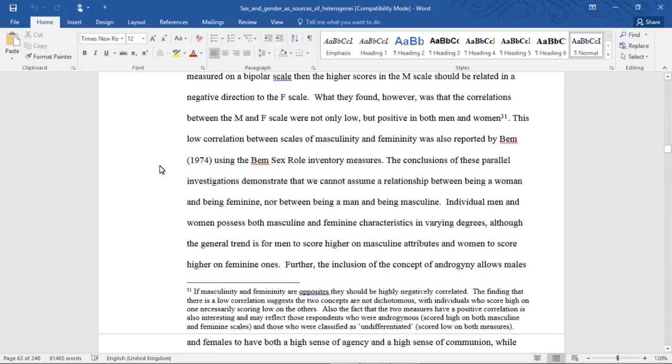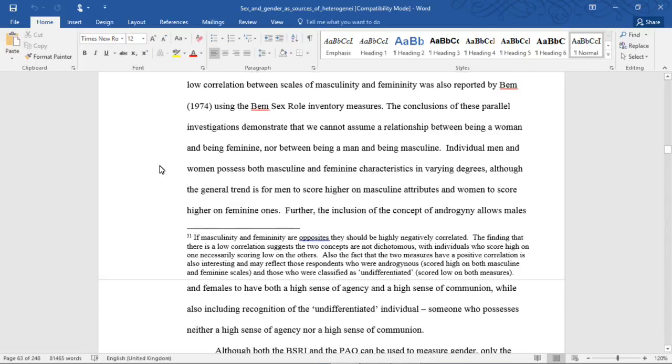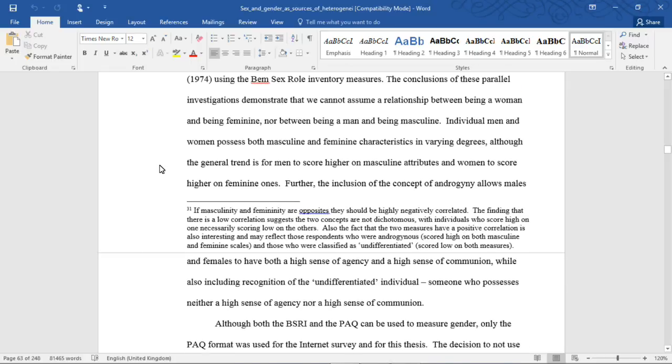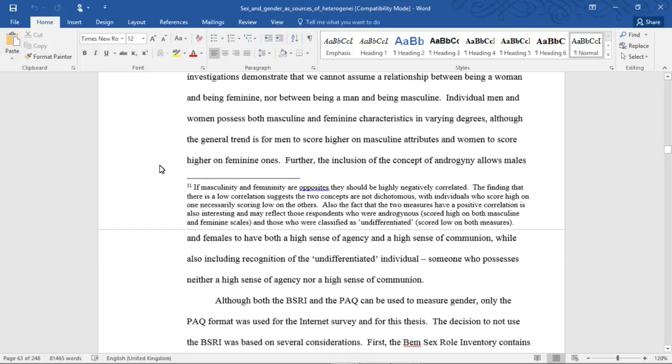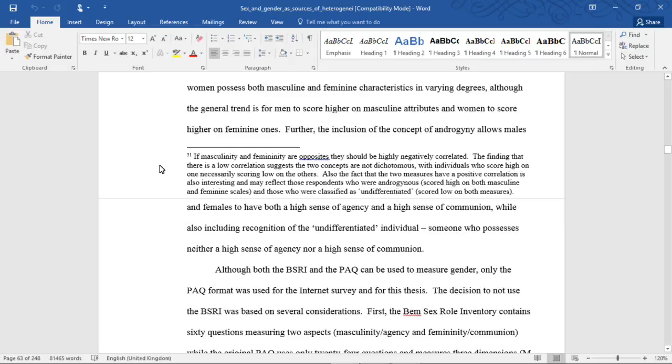in both men and women. This low correlation between scales of masculinity and femininity was also reported by Bem, 1974, using the Bem Sex Role Inventory measures. The conclusions of these parallel investigations demonstrate that we cannot assume a relationship between being a woman and being feminine, nor between being a man and being masculine. Individual men and women possess both masculine and feminine characteristics in varying degrees, although the general trend is for men to score higher on masculine attributes and women to score higher on feminine ones.